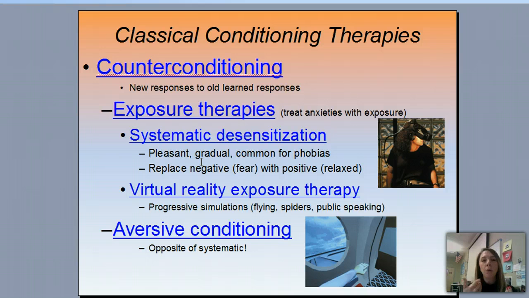So I'm aiming to replace that negative fear with a positive, relaxed situation. I'm countering the initial response I had to the snake. Okay, so that's one type of way that I can expose with counter conditioning.